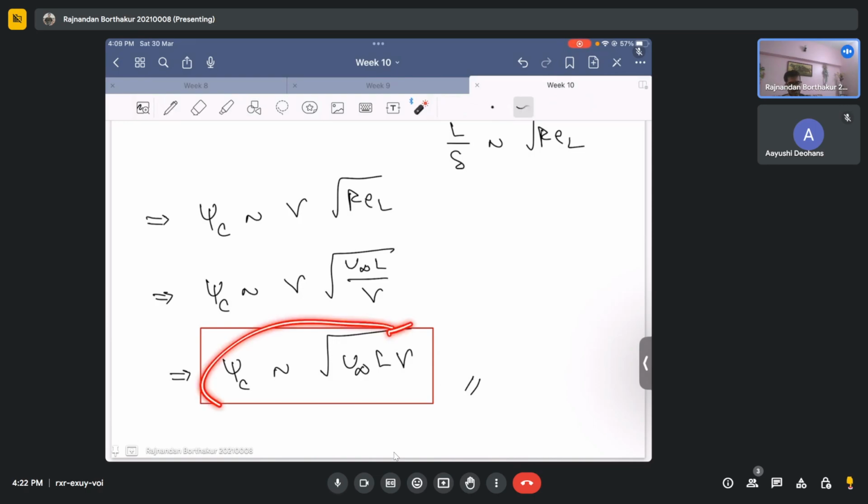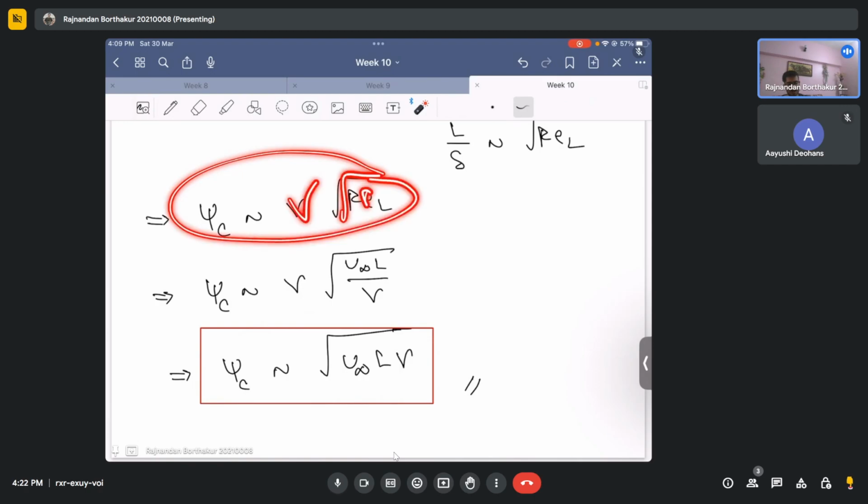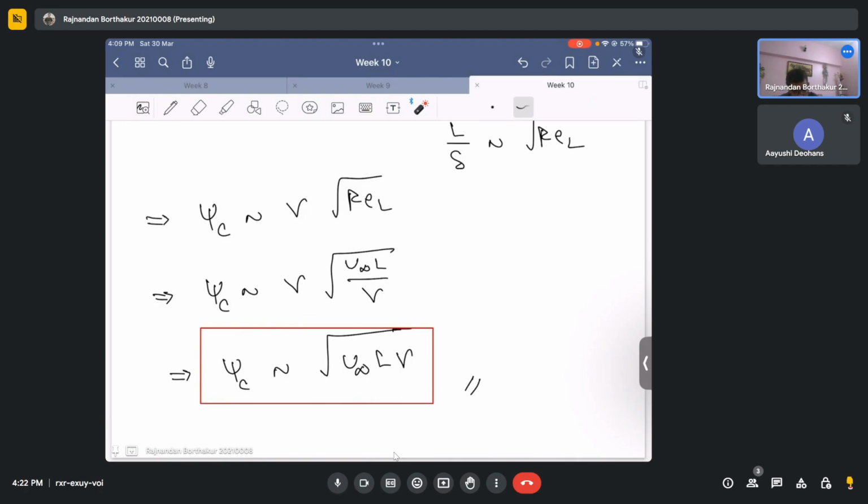So what is the characteristic stream function that we basically need to take? As you can see, your characteristic stream function is nu times square root of Re_L. So your psi c, since Re_L is a dimensionless number, has the dimension of nu, which means your psi c's dimension is meter square per second, which is the dimension of kinematic viscosity. That is something you can also infer.